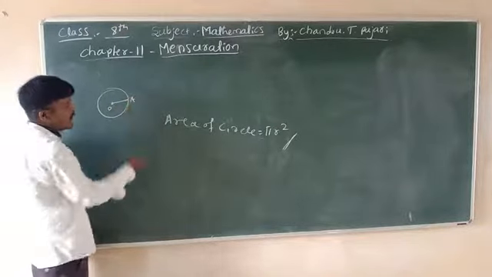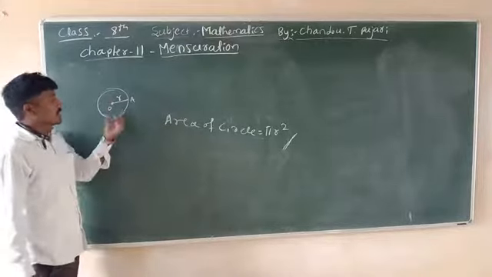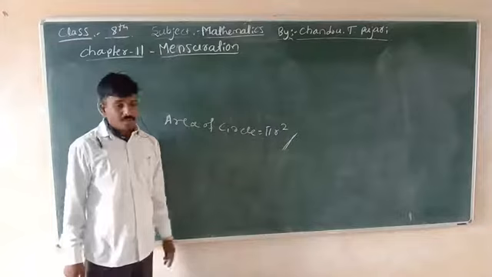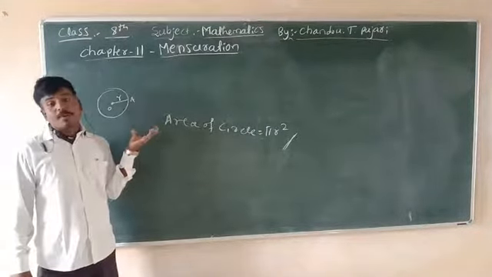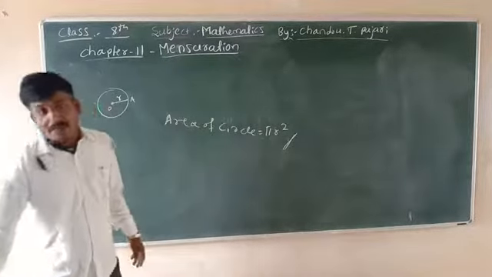Consider O, A, where OA is the radius r. The area of the circle is equal to πr². We have studied the area of a triangle, area of a quadrilateral, and area of a circle. What about the next one? Area of a polygon.